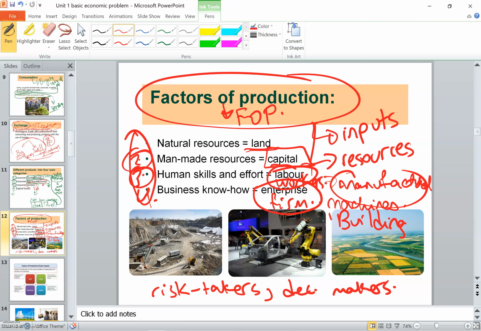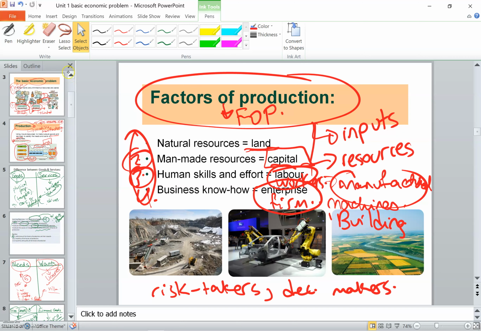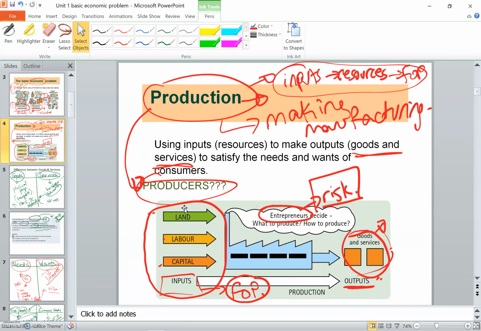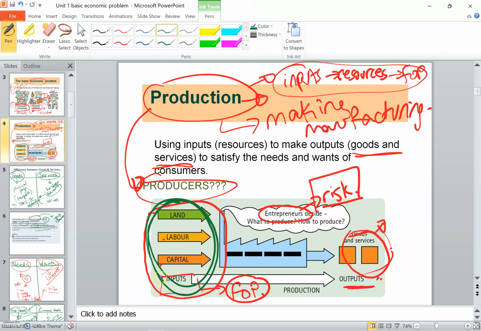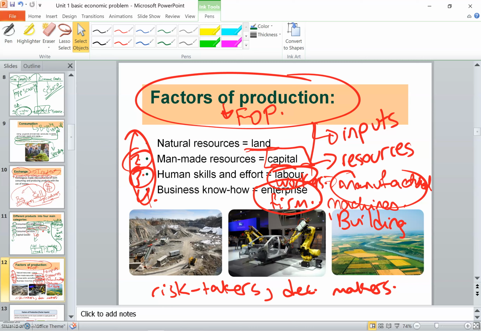So as you can see, if we go back to the previous slide that I explained in the first video, this one, we combine all of the resources, all of the factors of production in order to produce the final goods and services. So if I want to define factors of production, or FOPs, inputs or resources, it means the scarce resources we use up in the production of goods and services to satisfy human needs and wants. Okay?